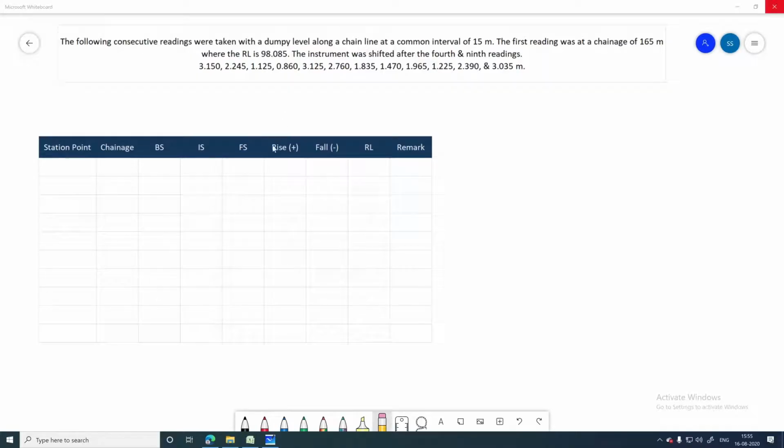So hello everyone. In the last class we solved the same problem, but we used the HI method, that means the height of instrument method, to determine the RL of various station points. But today we will use the rise and fall method.